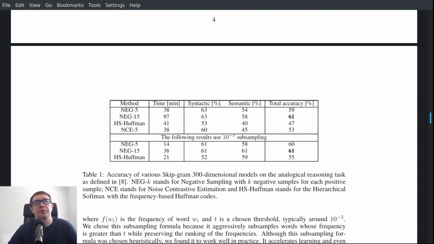It takes only 41 minutes to train, but only gets a 47% accuracy in the total tasks. And noise contrastive estimation they also do as a sort of comparison. It does 53%, kind of in between.